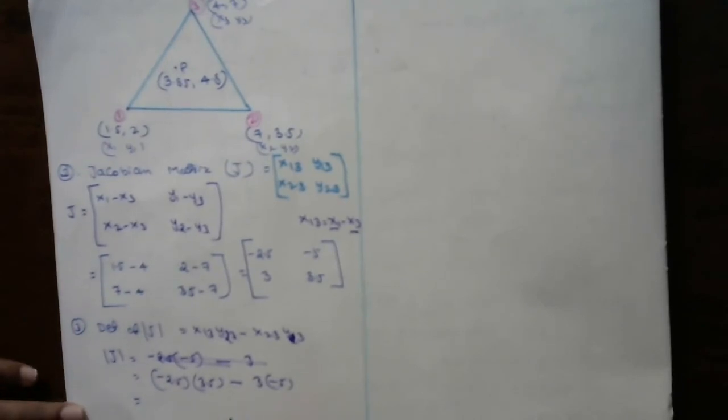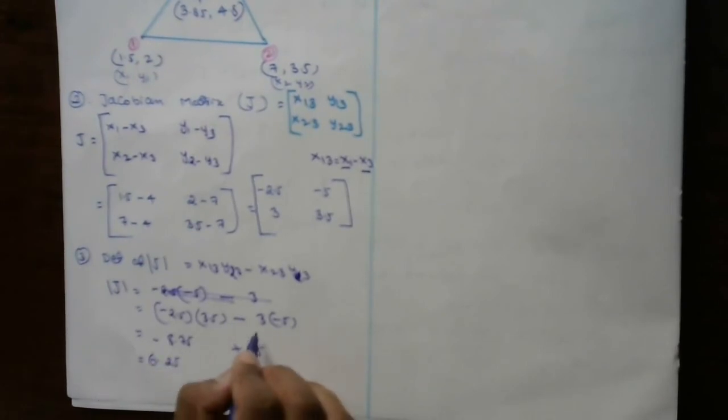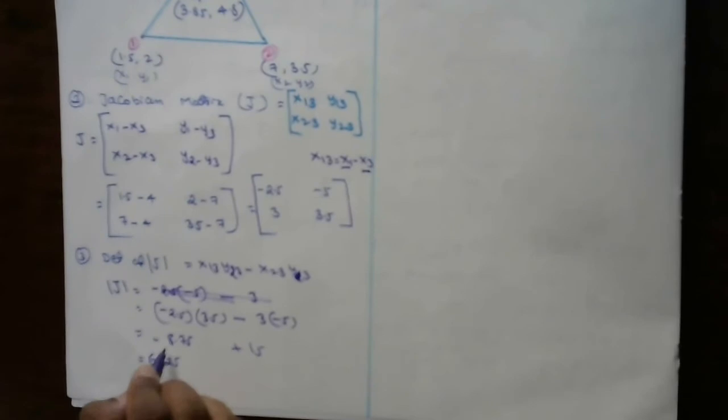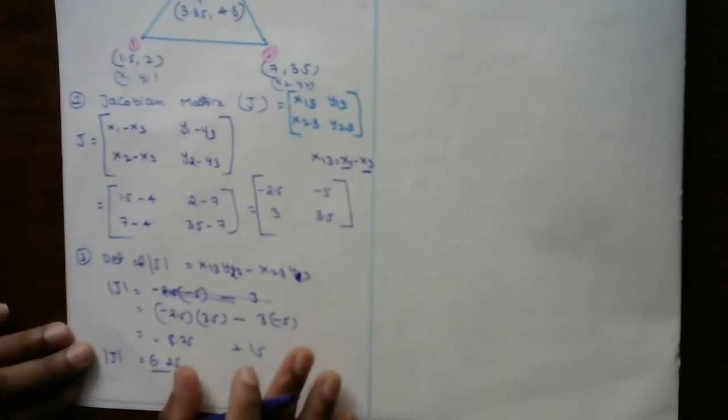This can be written as minus into minus, which becomes plus. Minus 2.5 into 3.5 would be equal to minus 8.75, and 3 into minus 5 becomes minus 15, and minus into minus becomes plus. If you now simplify this, you will get the determinant of the Jacobian matrix as 6.25.